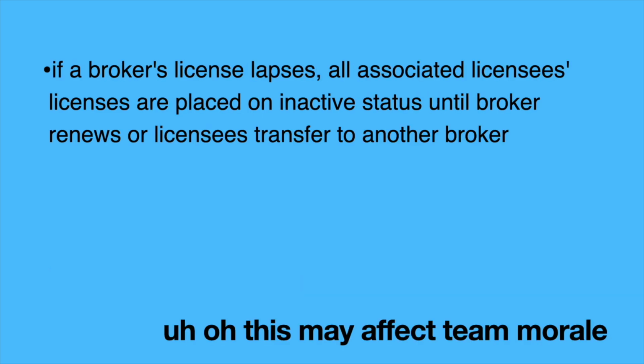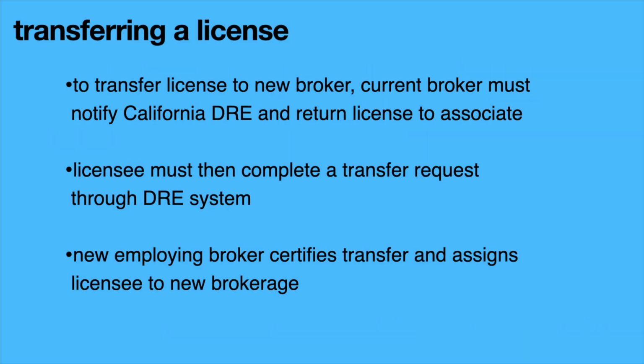If a broker's license lapses, all associated licensees' licenses are placed on inactive status until the broker renews or the licensees transfer to another broker. To transfer a license to a new broker, the current broker must notify California DRE and return the license to the associate. The licensee must then complete a transfer request through the DRE system. The new employing broker certifies the transfer and assigns the licensee to the new brokerage.